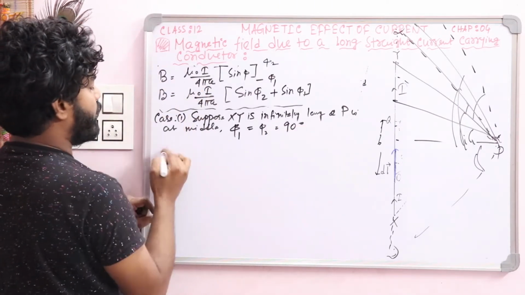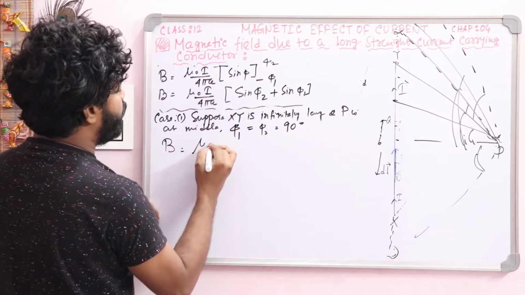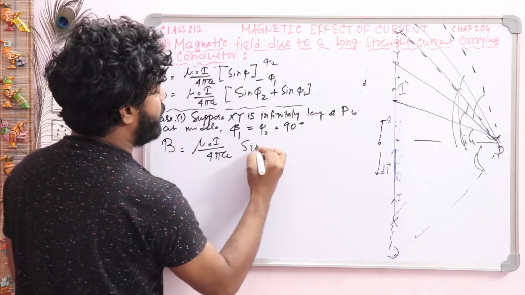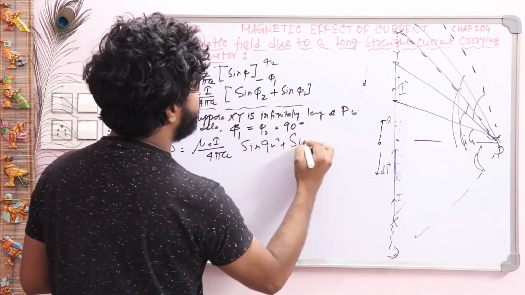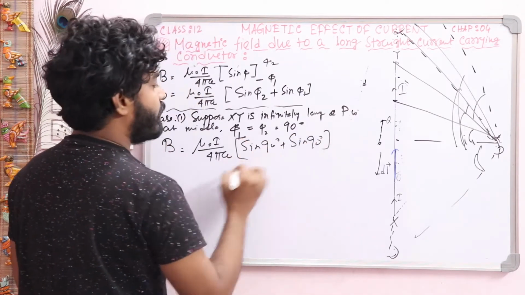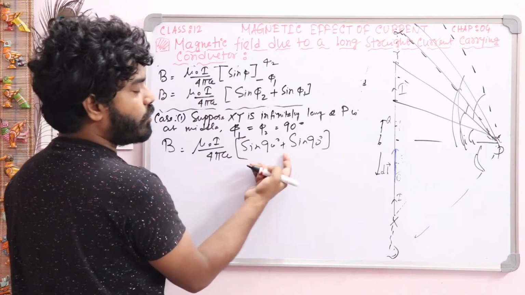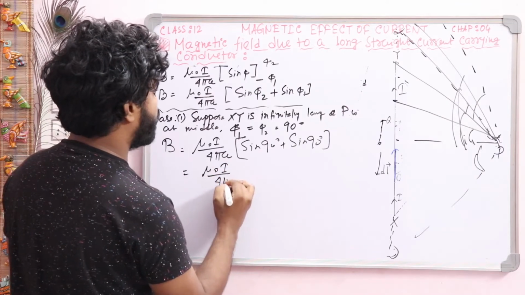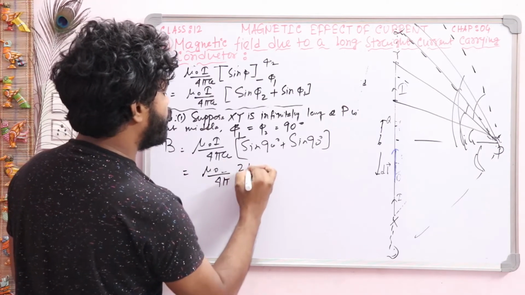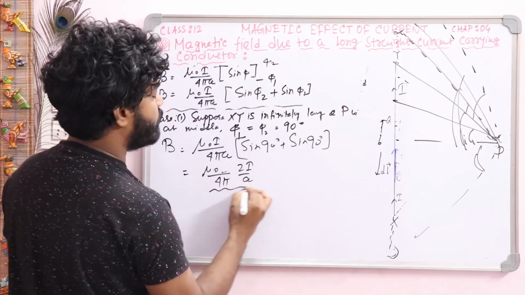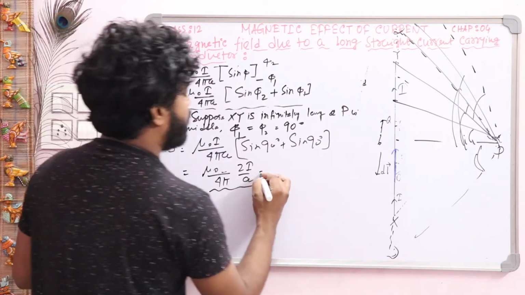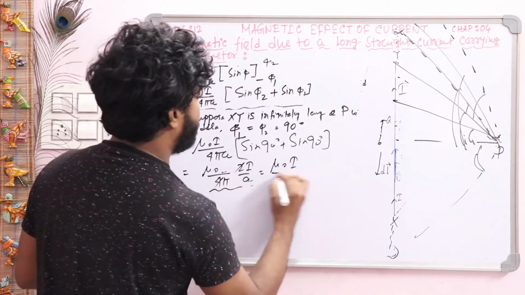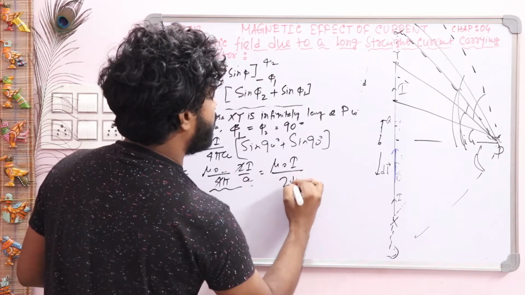Now use it here. So B will be mu naught I by 4 pi a, sin 90 plus sin 90, and you know the value of sin 90, that is 1. So 1 plus 1, so this one is 2. So this value will be mu naught by 4 pi, 2I by a. You can write this value also. Okay, and now simplifying you can also write this one, that is mu naught I divided by 2 pi a.